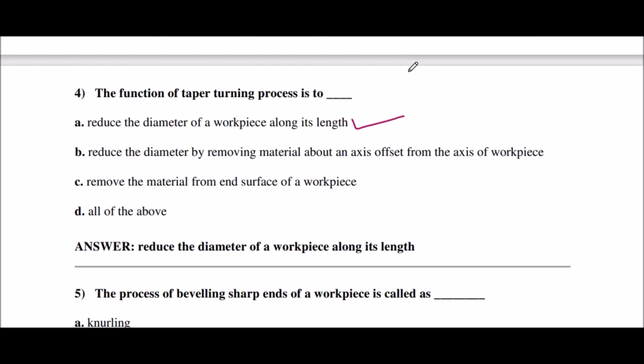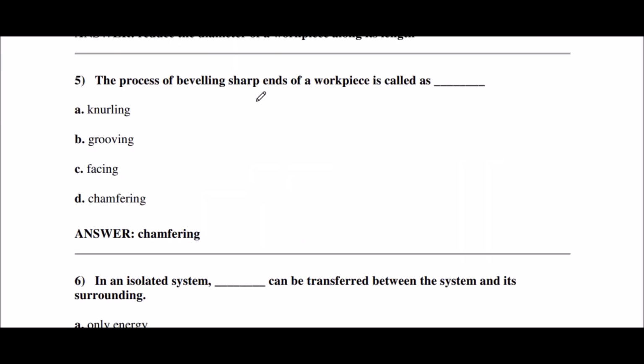Next question. The process of beveling sharp ends of a workpiece is called as option A, knurling. Option B, grooving. Option C, facing. Option D, chamfering. And right answer here is option D, chamfering. The process of beveling sharp ends of a workpiece is called as chamfering.